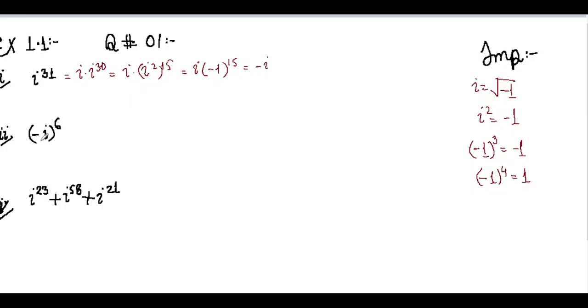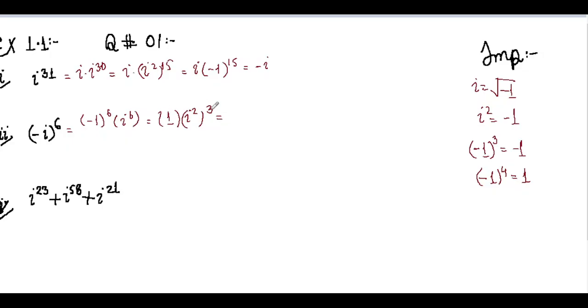Now moving towards the next question, which says minus iota raised to the power 6. Now this power is on both the values, minus and iota, so we are going to split it: -1 whole raised to the power 6 into iota whole raised to the power 6. Now -1 raised to the power 6, a negative number with an even power, we get a positive answer, so it's just going to be 1. And iota raised to the power 6, we can write it as iota square whole raised to the power 3. Am I right? 2 3s are 6.